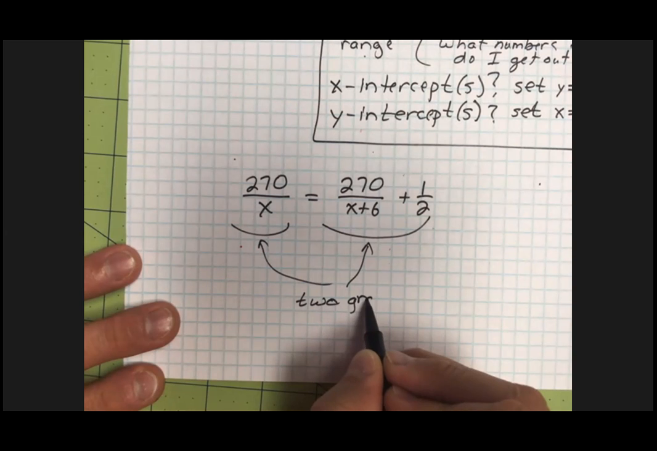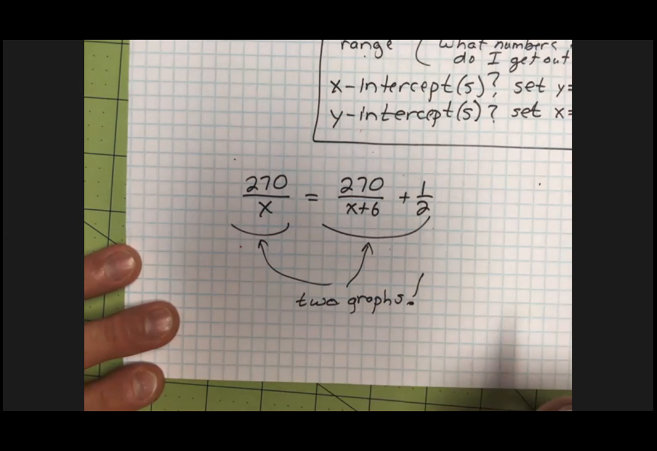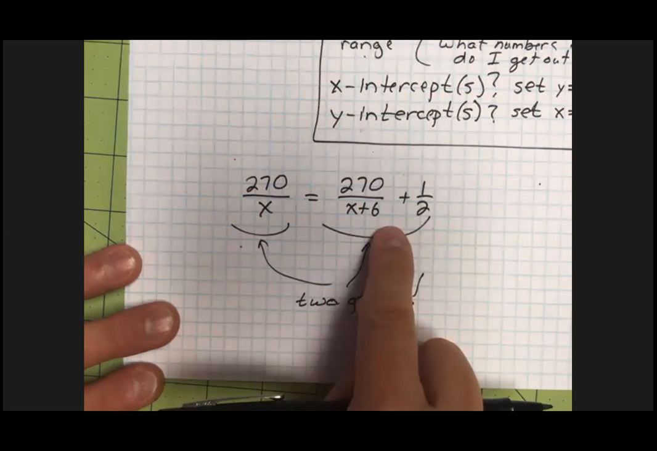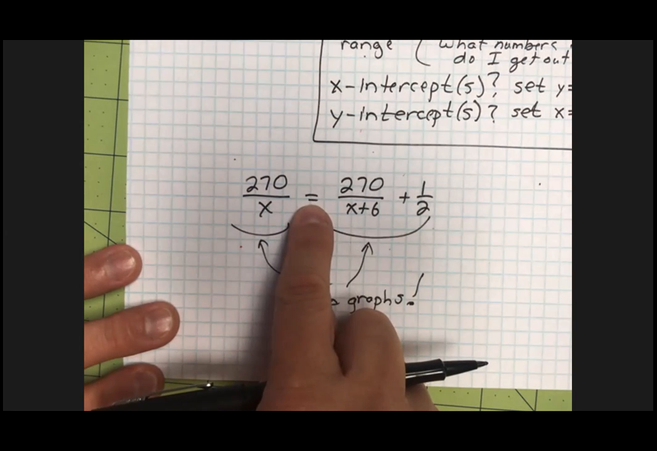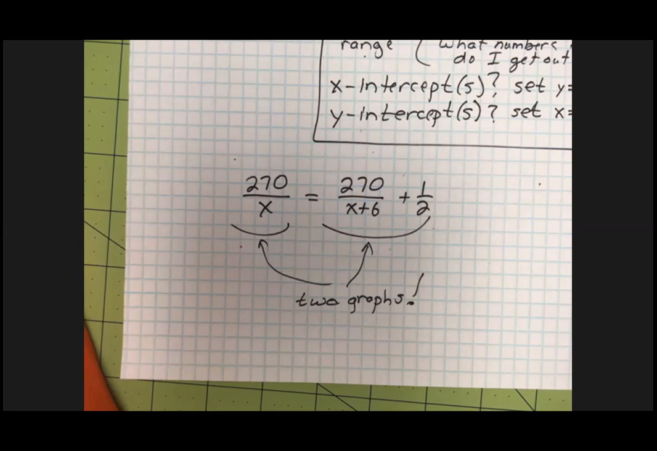These are two graphs. If these are two graphs, then where they're equal is where they cross. Maybe I could solve the problem by typing the two graphs and see where they cross. Let's type them in. Here's 270 divided by x. Now you say, where is it?